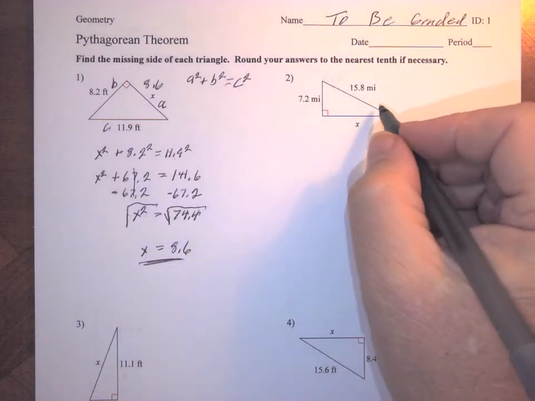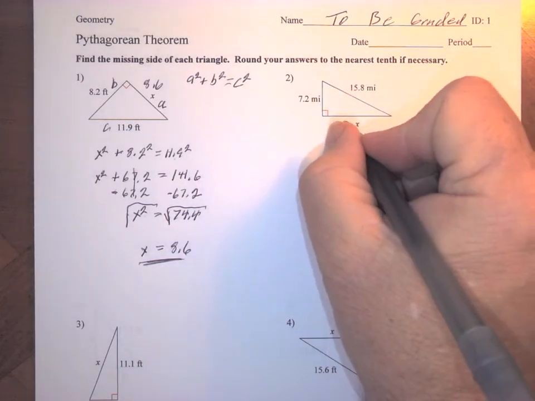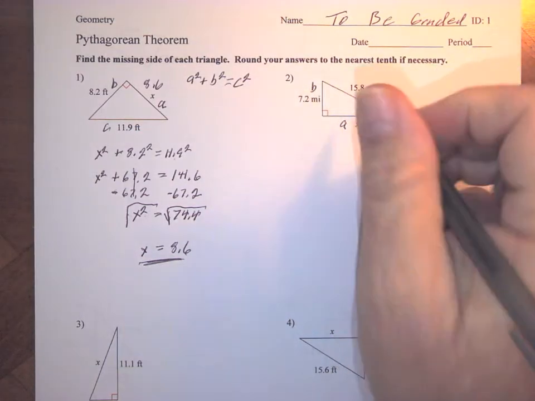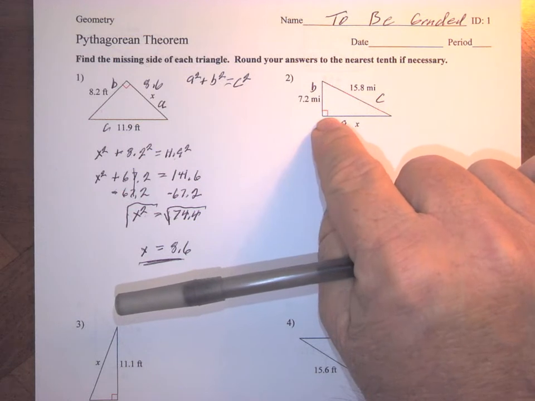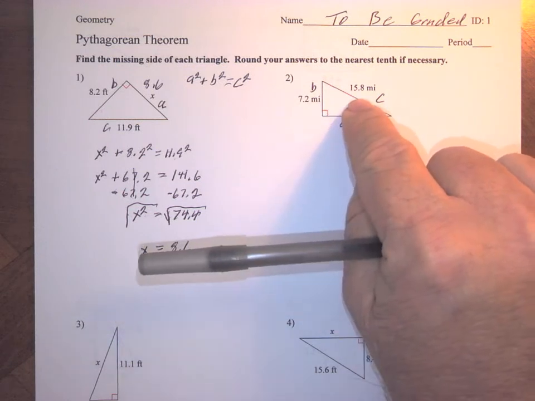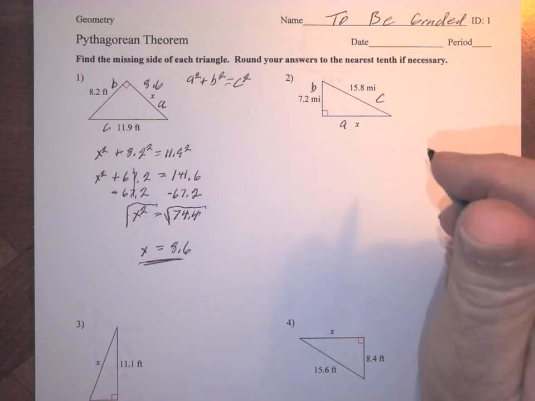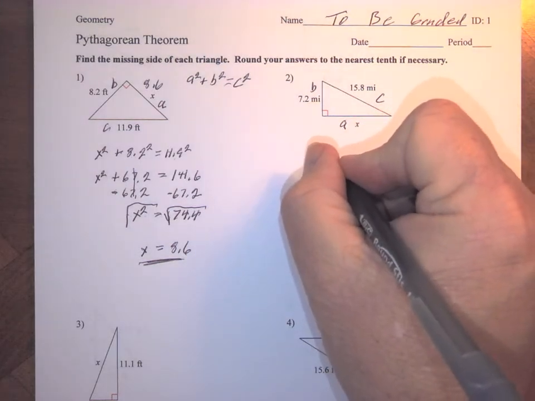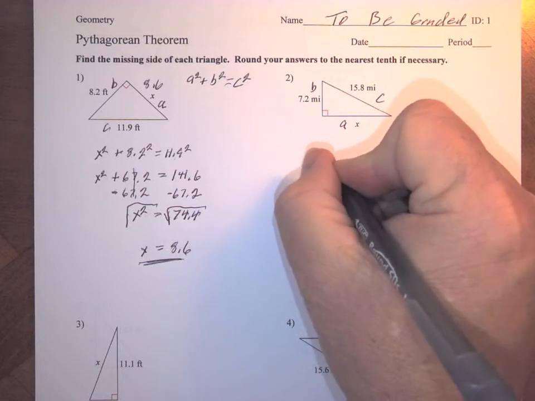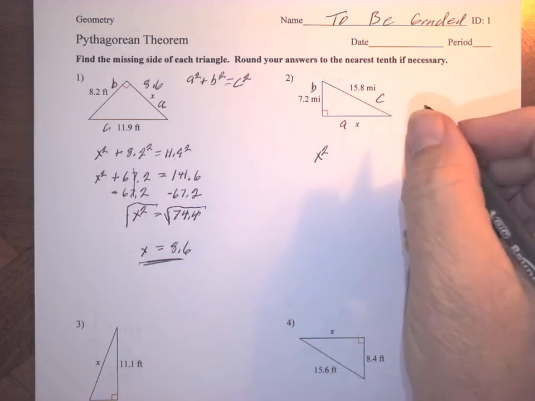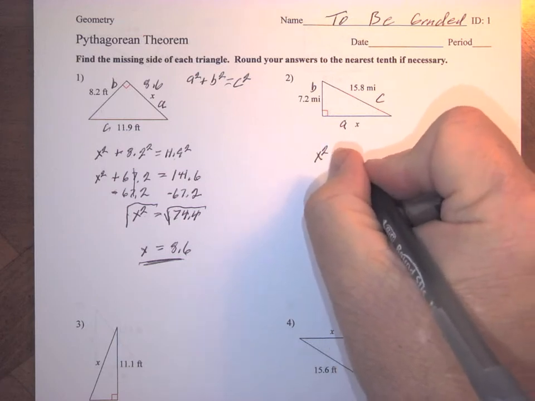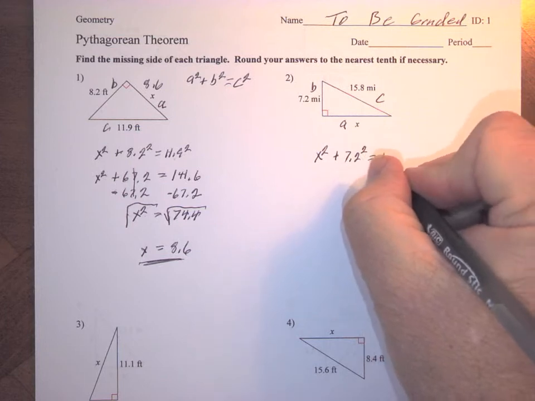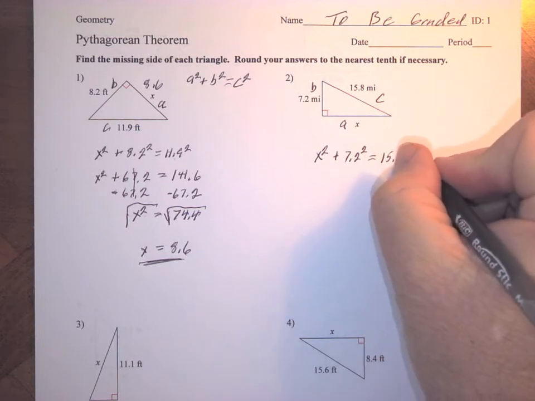Well, we got a similar situation here. And let's say that this is A, this is B, and this is C, because C is always the longest side, and it's always opposite the 90-degree mark. Okay? So, once again, we have a problem that looks very familiar to the first one. We got x squared, which is a squared, plus 7.2 squared, and that's got to be equal to 15.8 squared.